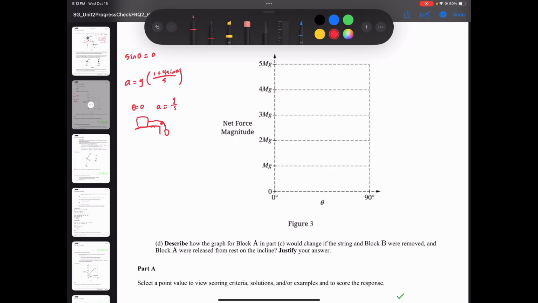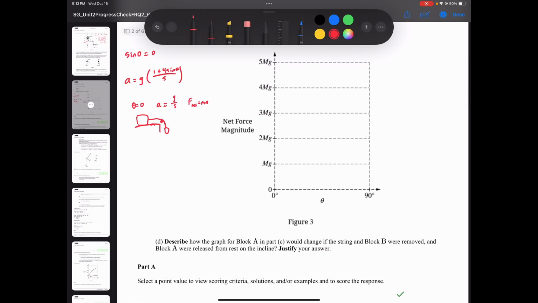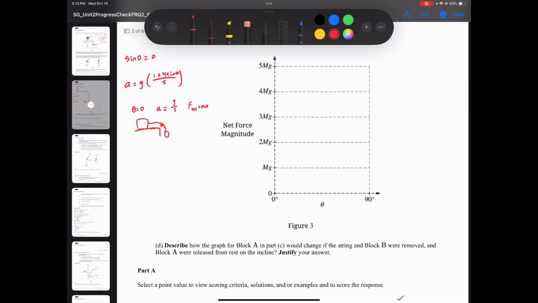Now it's asking about the net force. The net force is equal to ma. Do we have to do both for each of the following objects? Label a curve for A and B as appropriate. I know the acceleration of the system is g over 5, and I know the net force is equal to ma because that's Newton's second law. Let's use different colors. I'm going to do the acceleration of A.